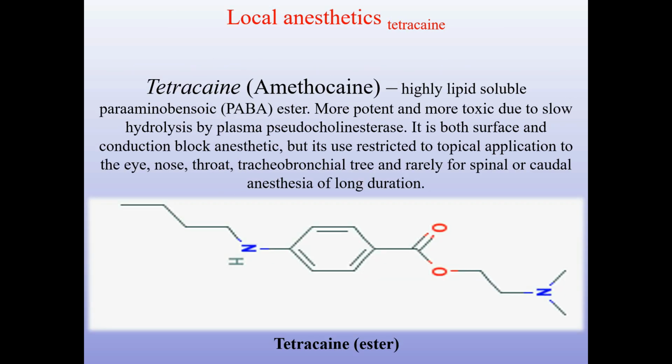Next one is tetracaine or amethocaine, a highly lipid-soluble para-aminobenzoic ester. More potent and more toxic due to slow hydrolysis by plasma pseudocholinesterase. It is both a surface and conduction block anesthetic, but its use is restricted to topical application to the eye, nose, throat, tracheobronchial tree, and rarely for spinal or caudal anesthesia of long duration. And below you can see the tetracaine formula.